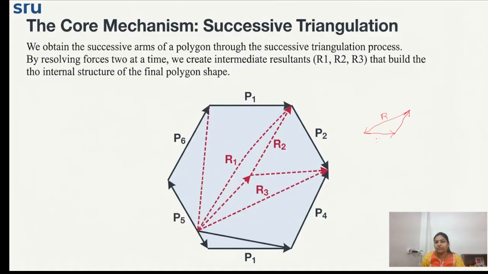Let's say this is one force P1, P2. So this is R1. And then another is applied here. Then we will count this resultant along with this.